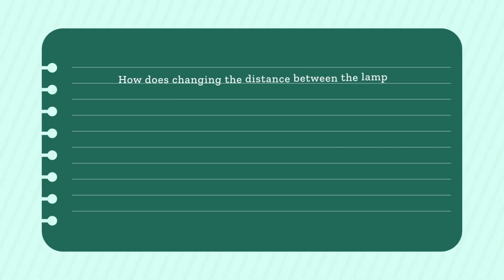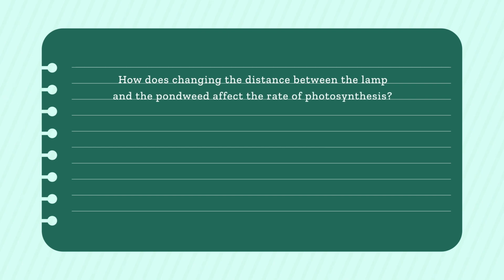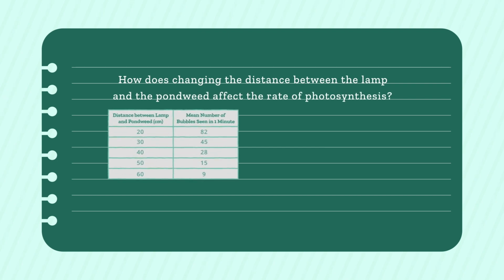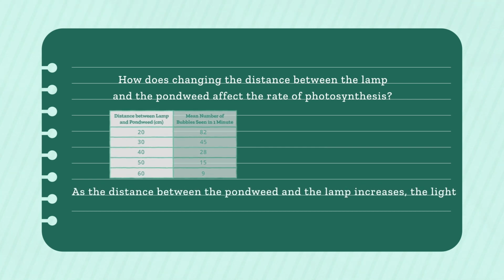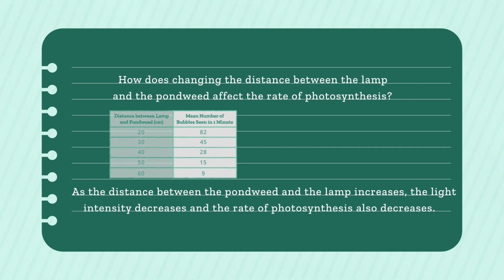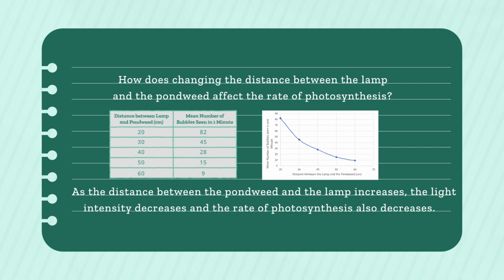How does changing the distance between the lamp and the photosynthesizing plant affect the rate of photosynthesis? As the distance between the pondweed and the lamp increases, the light intensity decreases and the rate of photosynthesis also decreases. We can see this because as the pondweed was moved further away from the lamp, the mean number of bubbles of oxygen produced in 1 minute decreased.